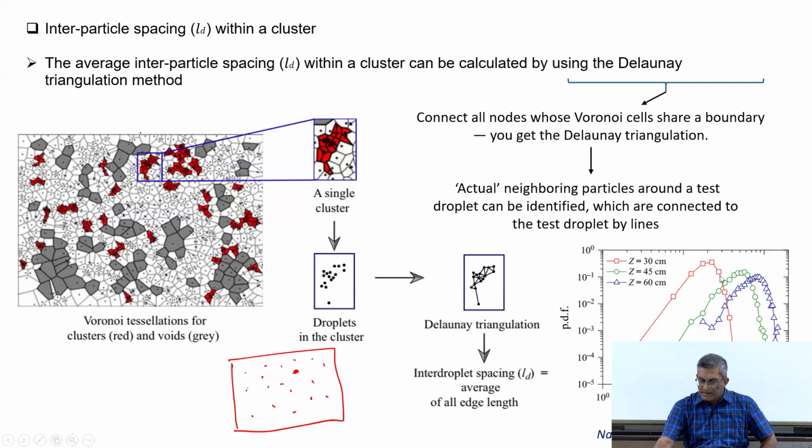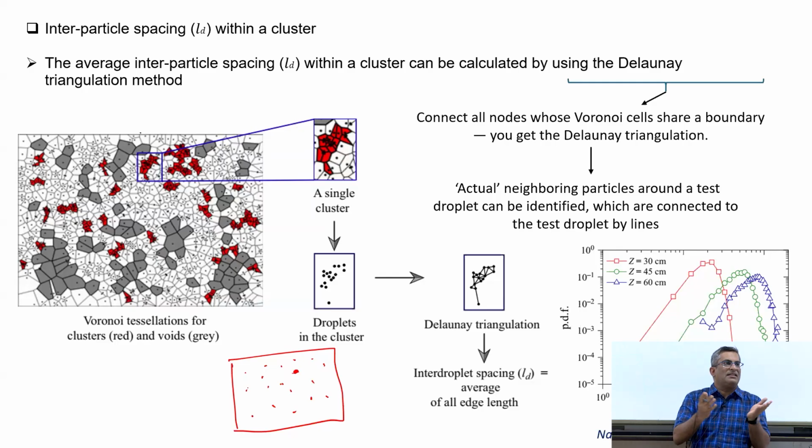These results correspond to, for example, these red symbols, which correspond to one location in the spray. What you see here is that the separation distance in clusters of different size is not the same. Within a cluster, we can assume that the separation distances are more or less the same. But if we compare the average separation distance among different clusters, they are not the same.